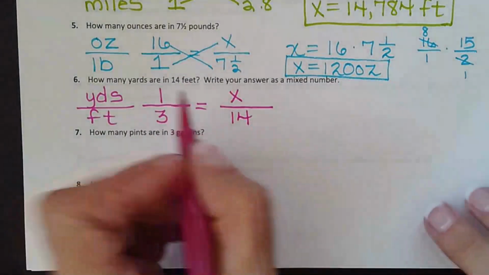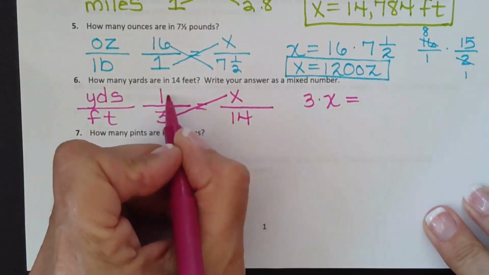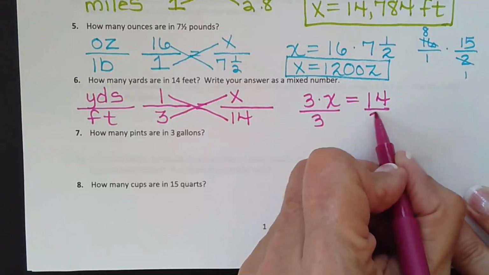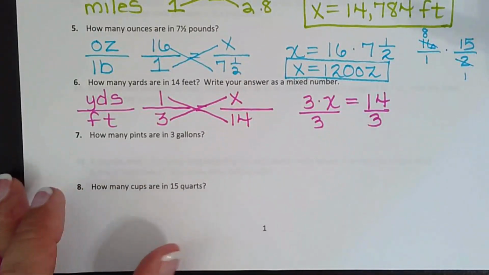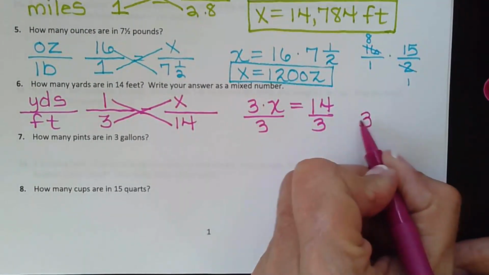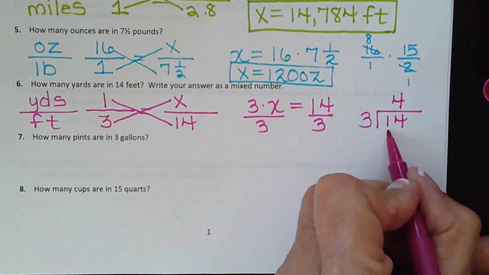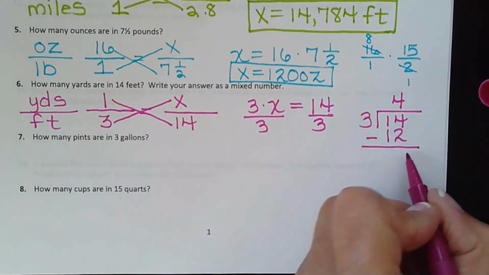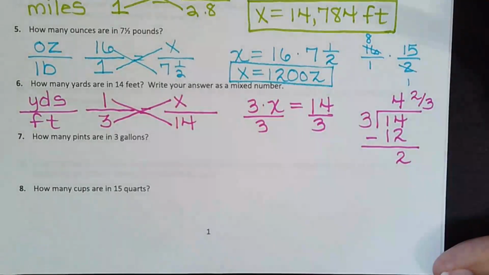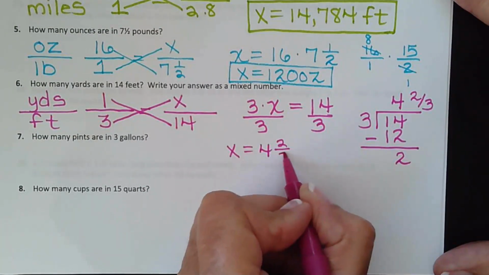So now we set our cross products equal. 3 times X equals 1 times 14, which is 14. Divide by 3. And remember, the direction says write as a mixed number. So let's do it by hand and by calculator again. So 3 into 14. 3 times 4 is 12. Draw the line, change the sign. 14 minus 12 is 2. So we can see that's 4 2/3. So X equals 4 2/3.